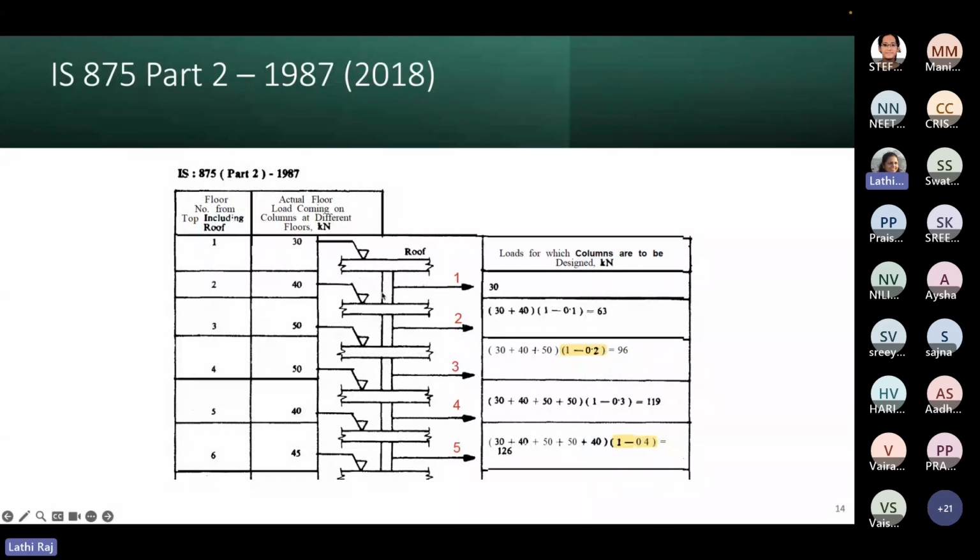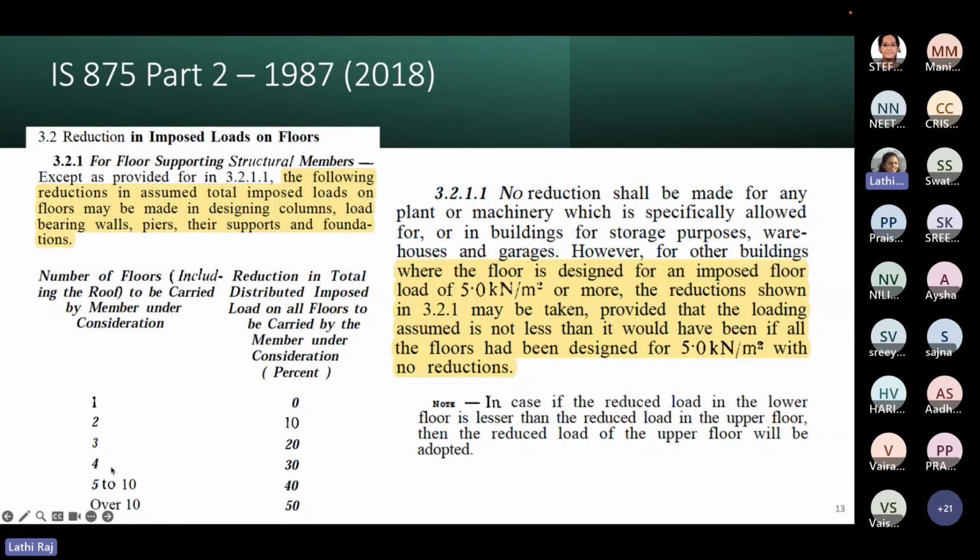When you come to this column, that is the second, there are 2 floors here, more than one. So when you are designing this column, the total is 30 plus 40, then you have to deduct 10%. That is what the code says. When 2 floors are there, reduce by 10%.